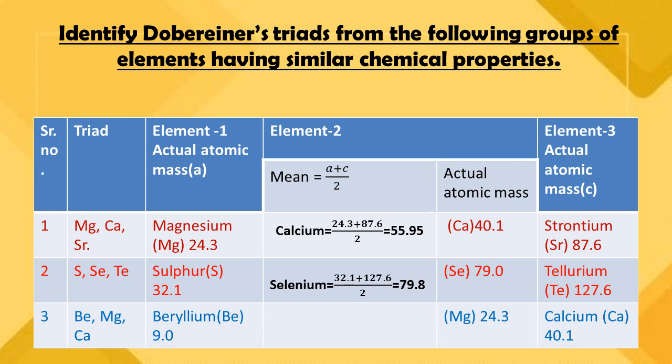Okay, and next is beryllium, magnesium and calcium. The middle element is magnesium, and its atomic mass should equal the mean of the atomic masses of beryllium and calcium. After calculating, we get the answer 24.5, and the actual atomic mass of magnesium is 24.3. This is approximately the same, and that is why this is also a series of Dobereiner's triad elements.